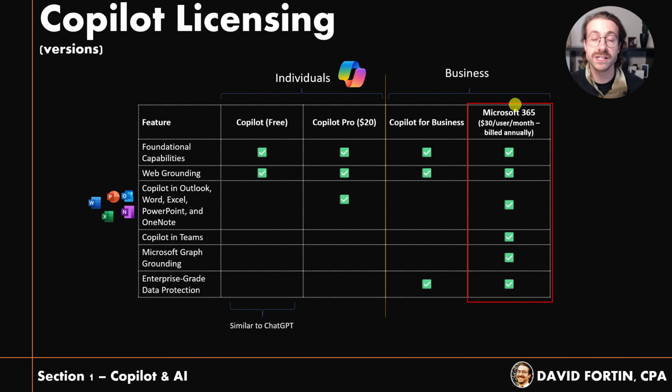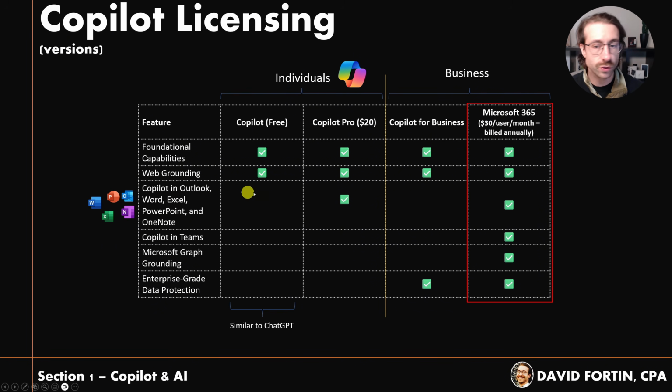Before, when it first released, there was a minimum of 300 seats. So it would make it like 9,000 a month, if I'm not mistaken, for a minimum of 300 seats. But now if you have a company of 6 people and you want Microsoft 365 Copilot, then you can do it. And what's the real difference?